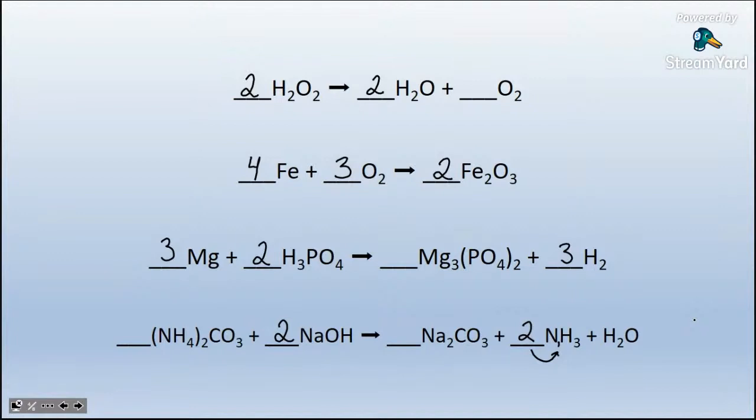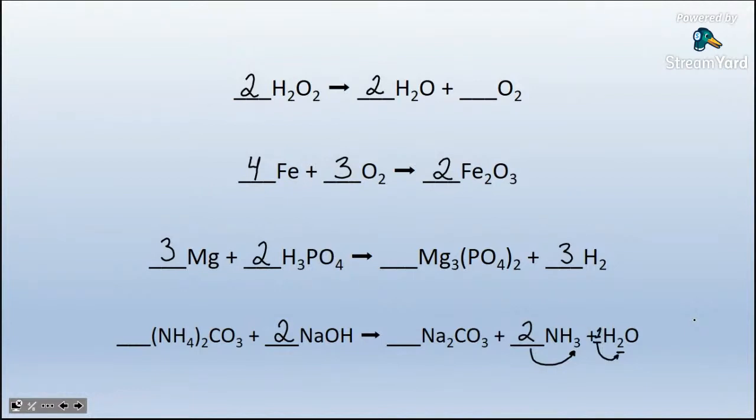So now that I've balanced out my nitrogen, my sodium, and my carbon, I'm going to go back and now look at my hydrogens. So 1 times 2 is 2, and then 2 times 4 would be 8 hydrogens. And I already have 2 times 3 for 6. And then that 2, I forgot my little blank in front of water, my apologies.